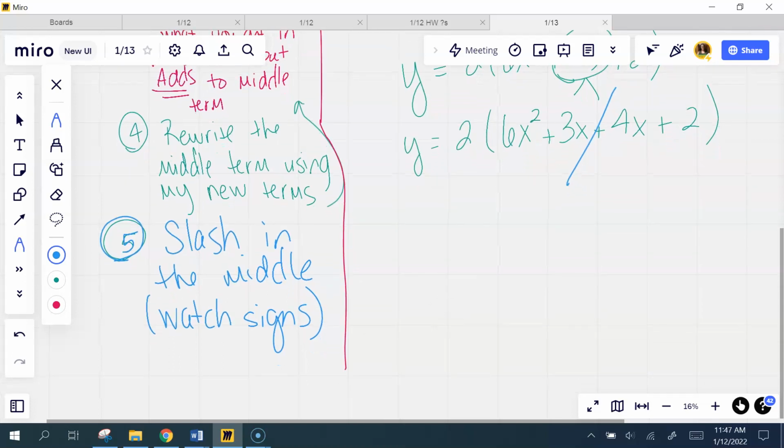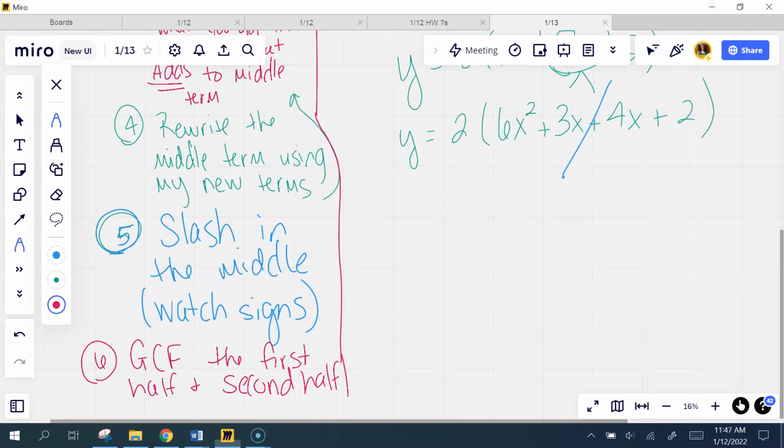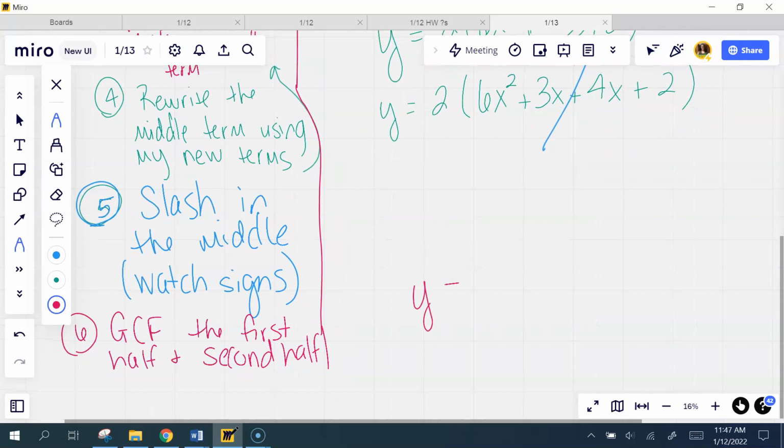And the point in slashing it is I am going to now GCF the first half and the second half. Now what do I mean by that? Let me show you. So I have, copy my problem down here so you can see it a little better.